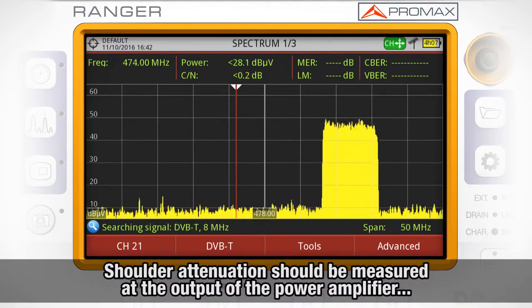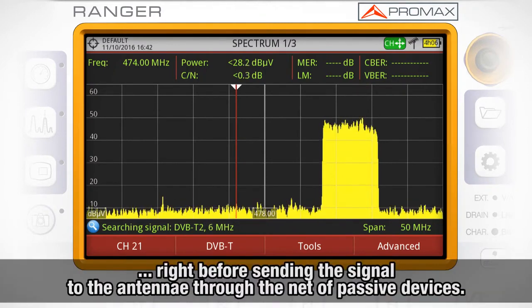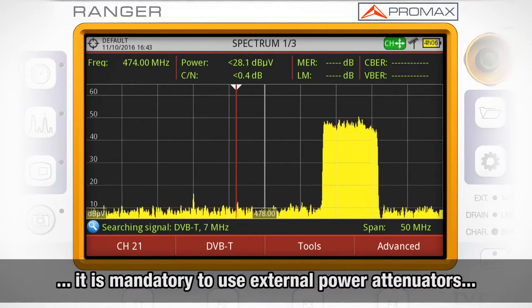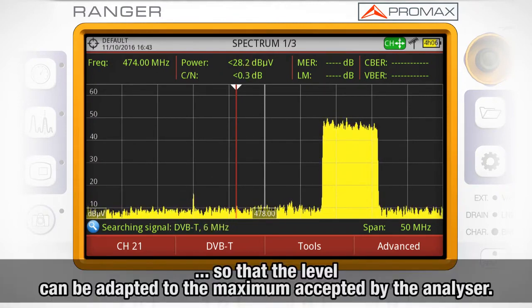Shoulder attenuation should be measured at the output of the power amplifier right before sending the signal to the antenna through the net of passive devices. Because of the power level typically available at that point, it is mandatory to use external power attenuators so that the level can be adapted to the maximum accepted by the analyzer.